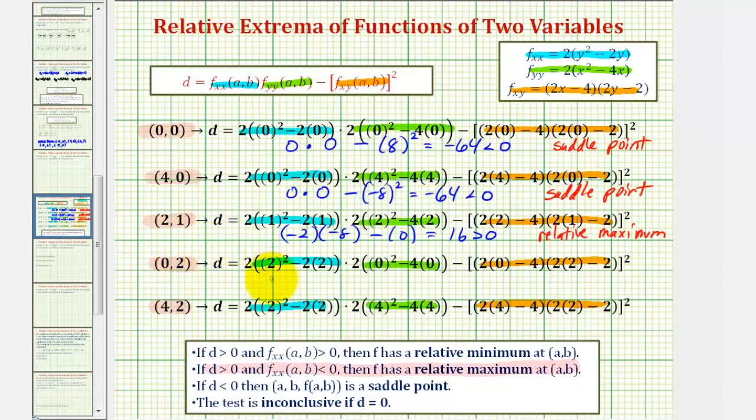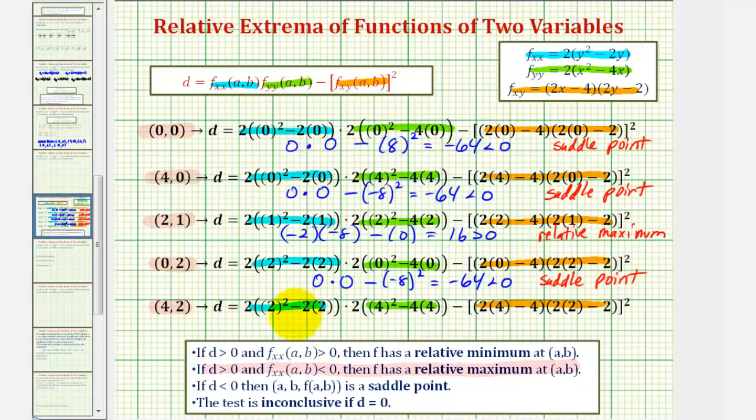At the point 0, 2, we'd have 4 minus 4, that's 0. Here we have 0 as well, so we have 0 times 0, minus, here we'll have negative 4, this is 4 minus 2 or 2, so negative 4 times 2 is negative 8, but we're squaring that. So this is negative 64, which is less than 0. So again, we have another saddle point at the point 0, 2.